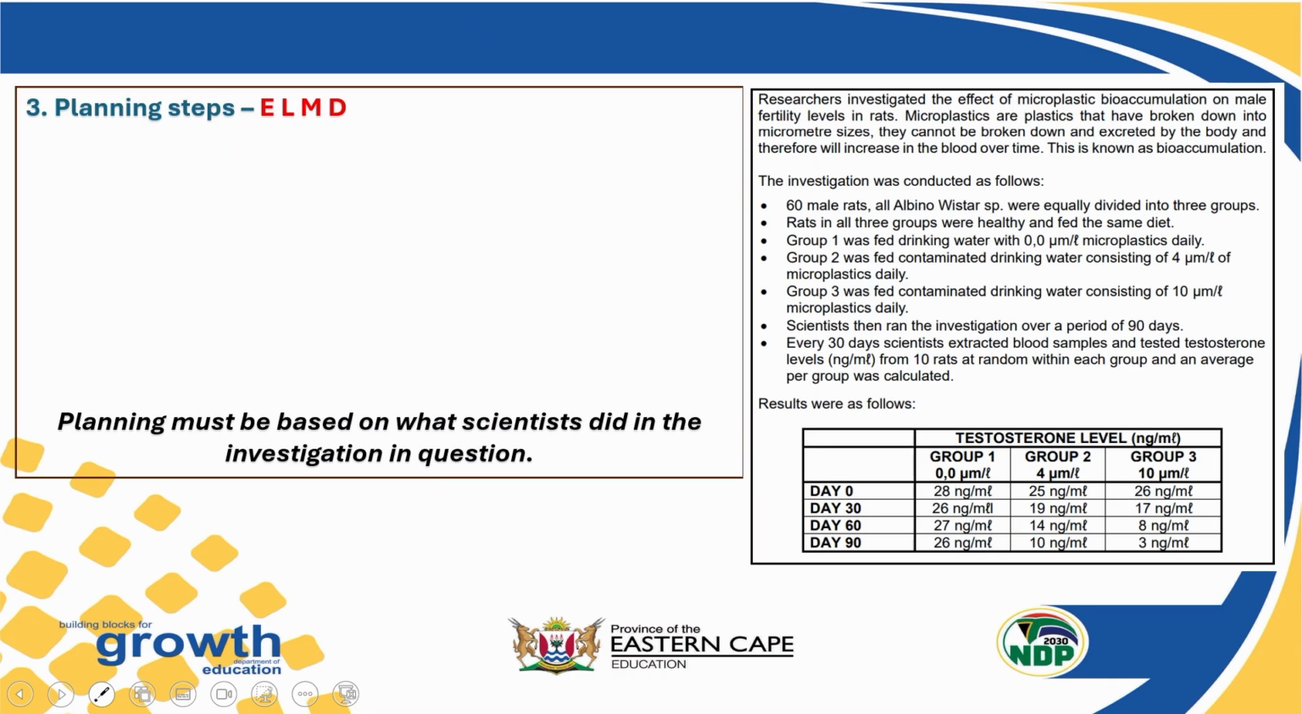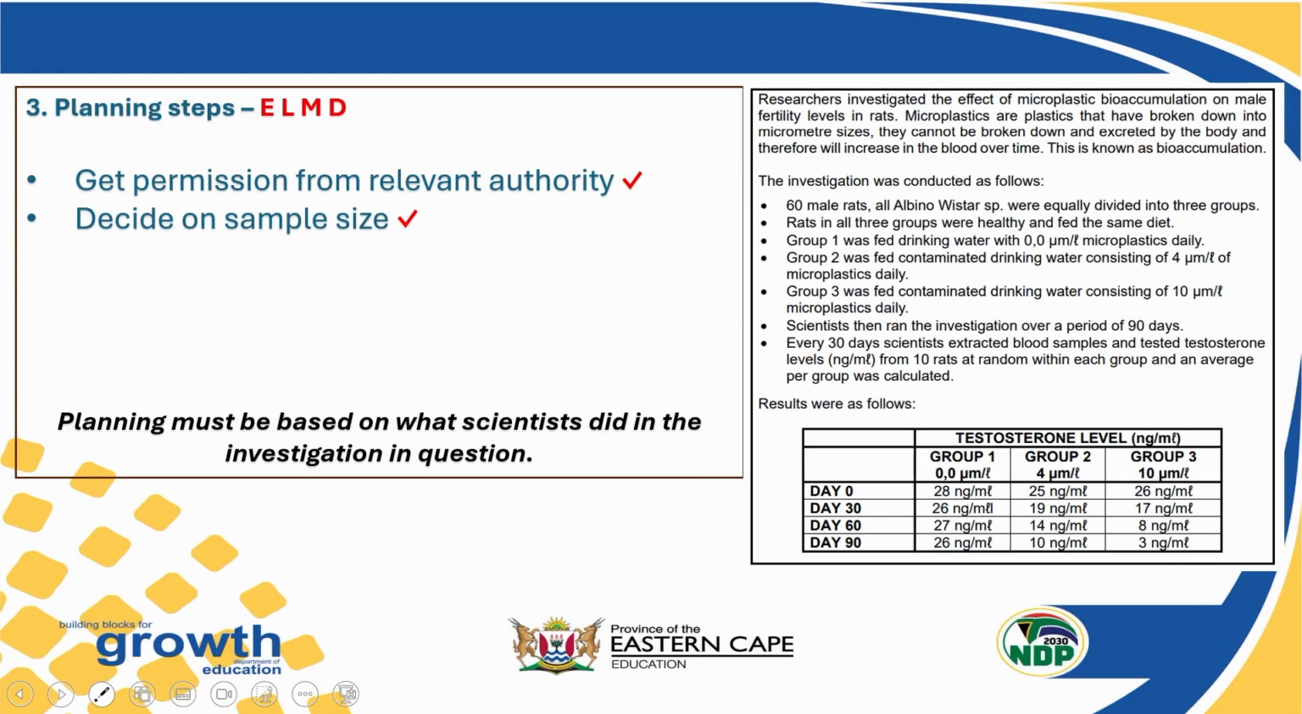Let's have a look at our trial paper from 2024 to see what planning steps were needed in this investigation. So firstly, this investigation was done on male rats, which are animals. So therefore, I would need to get permission from the relevant authorities. Also, I needed to decide on the sample size.